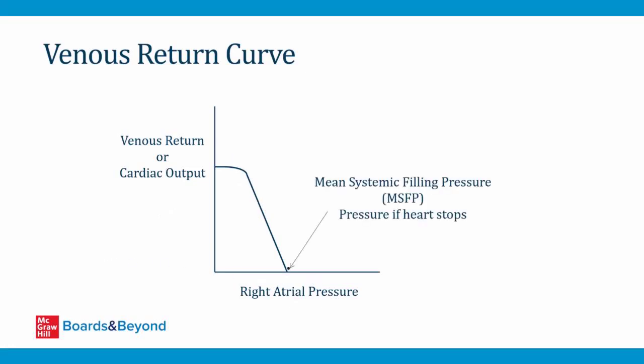Now, the point at which the venous return curve intersects the x-axis right here is called the mean systemic filling pressure, or MSFP. This represents the right atrial pressure if you had 0 for cardiac output. And so basically, that's the pressure that you would find in the right atrium if there was no blood pumping and the heart had stopped. And we'll talk later about this MSFP. There are certain things that move it in one direction or another.